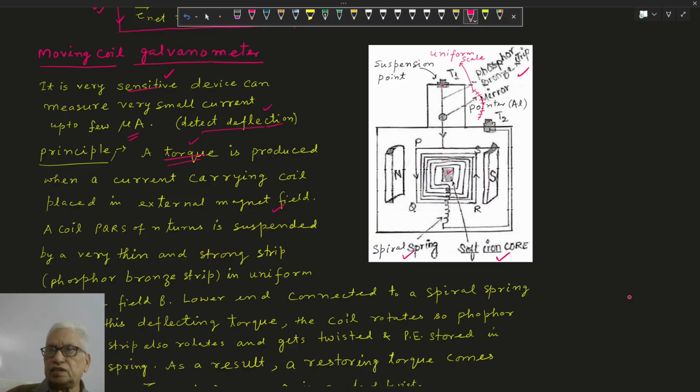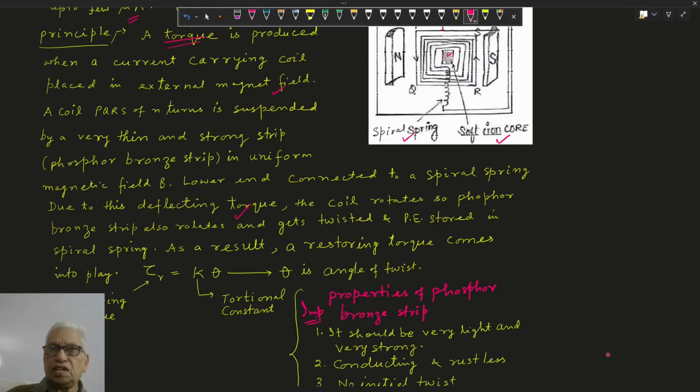This wire should be very thin, rotate ho jaye easily, and very strong mechanically, so it should not be broken by the weight of this coil plus soft iron core. So here, by the deflecting torque, coil rotates, so there is twist in the phosphor bronze also, and energy is stored in the spiral spring. Because of this, restraining torque develops in the phosphor bronze strip. Just twisted here, potential energy stored in the spiral spring. As a result, this restraining torque develops.